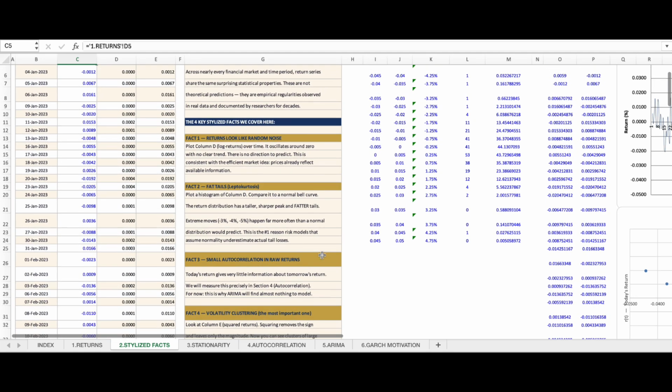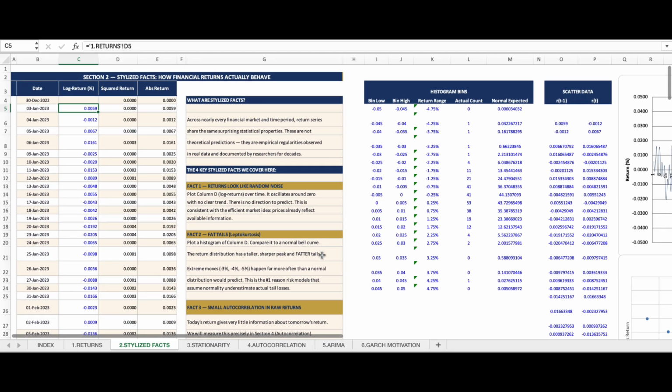So these facts will actually tell you why ARIMA is not enough and why GARCH is necessary. And I'm not saying that ARIMA is not useful anywhere. There are other applications, but for our kind of time series modeling, GARCH is actually going to be more useful.